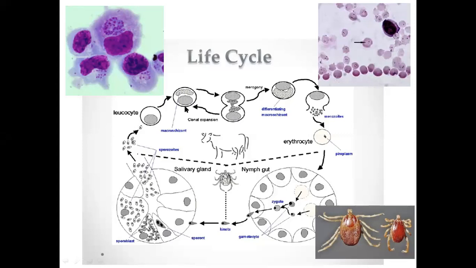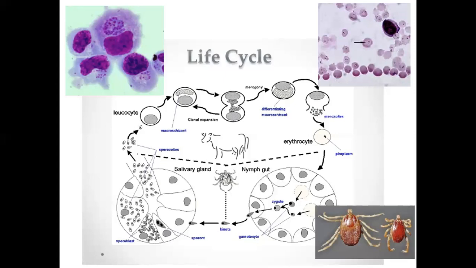Because this macroschizont will cause this host cell to divide. In this way, the host cells are divided into two. At the same time, the parasites also divide and multiply. They cause multiplication of this host cell, along with which they also multiply. In this way, they cause extensive multiplication, and subsequently the host cell will no longer be able to multiply. That means they ultimately paralyze the host cell.